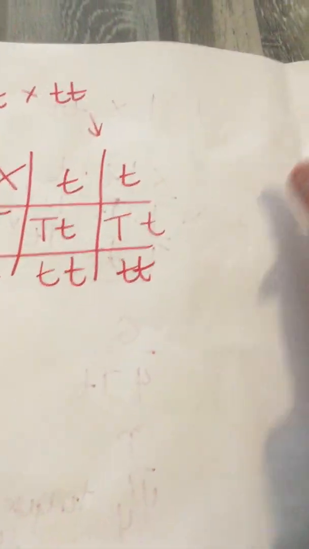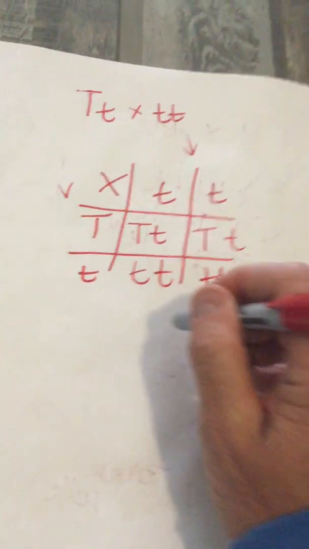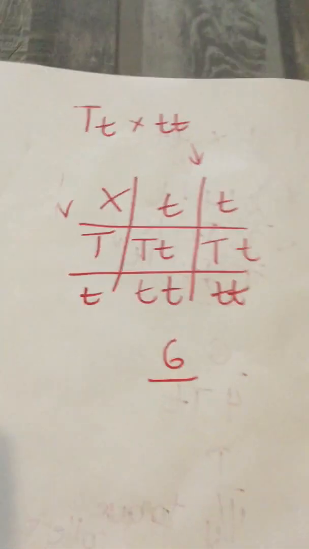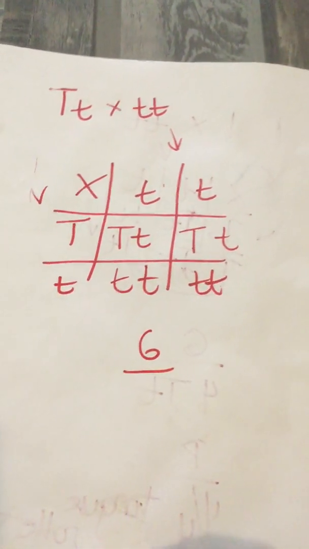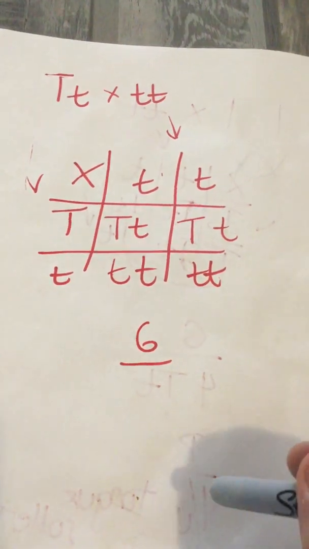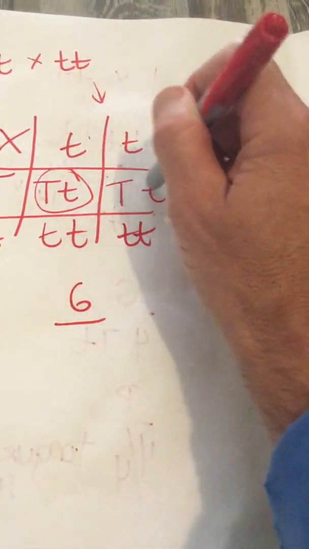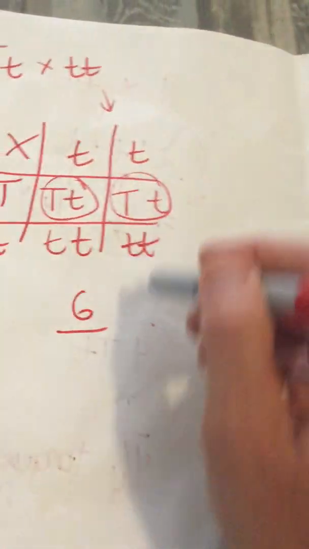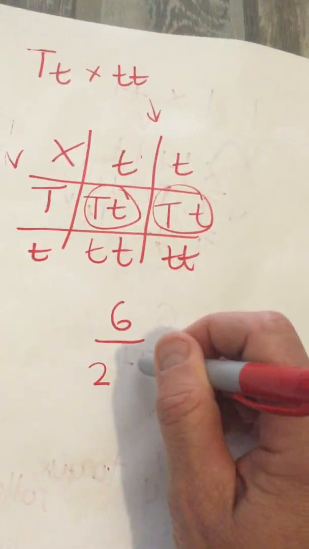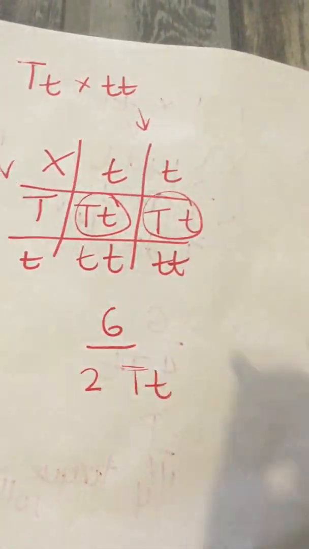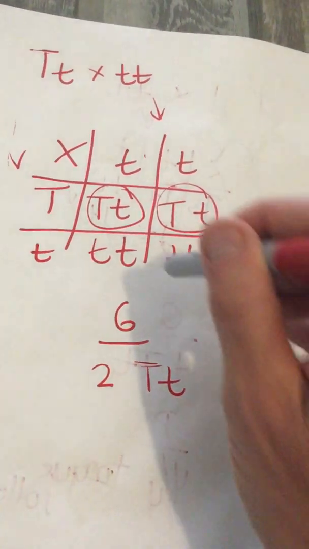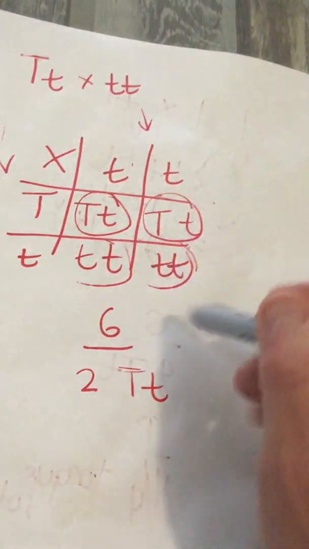Okay, for our genotypes, once again, we take an inventory. This is a little more complicated here, but not much. Up here, we have 2 big T, little t's. For our genotypes, we'll put 2 big T, little t's. And we also have 2 little t, little t's.